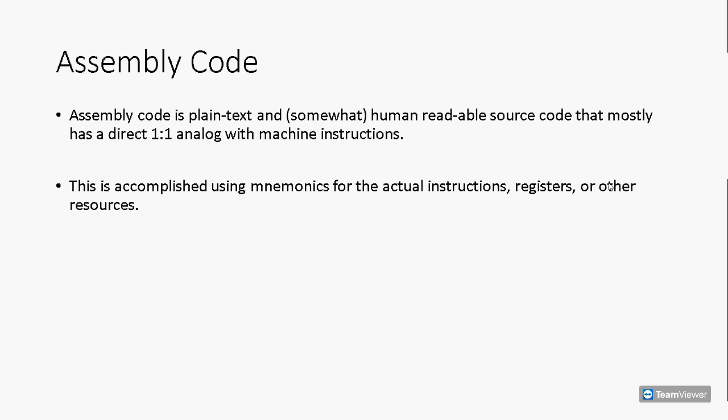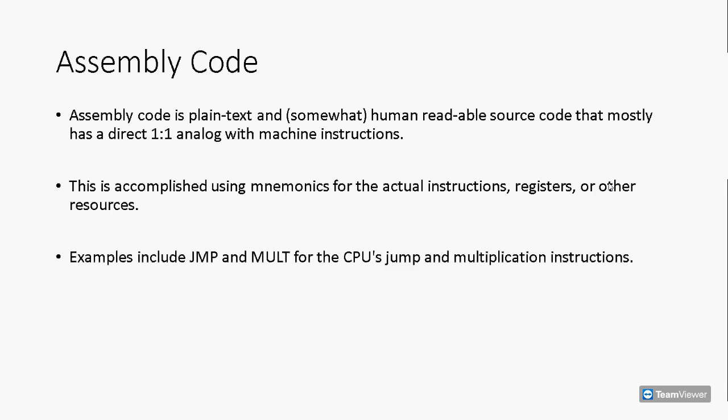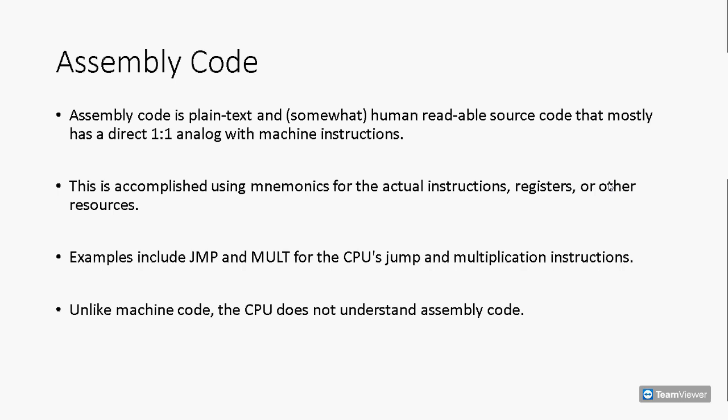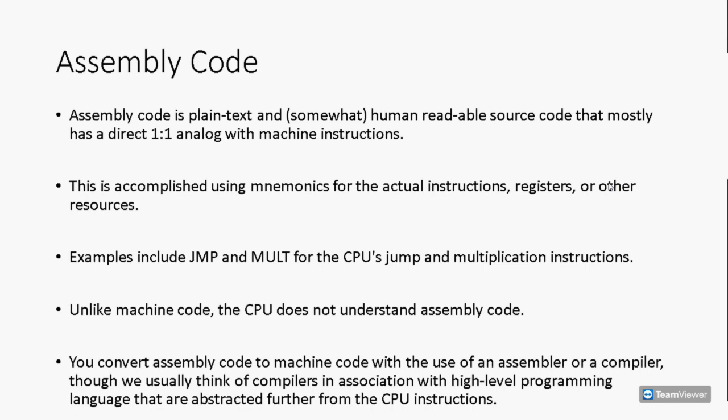This is accomplished using mnemonics for the actual instructions, registers, or other resources. Examples include JMP and MULT for the CPU's jump and multiplication instructions. This is nothing like machine code. The CPU does not understand assembly code.